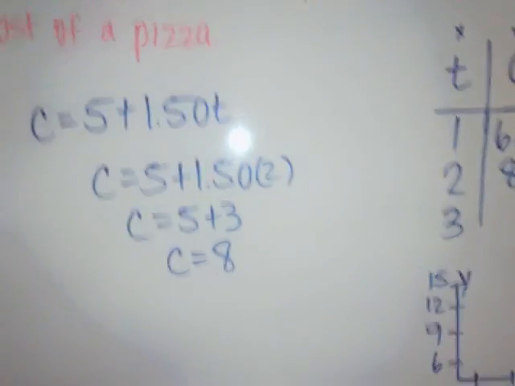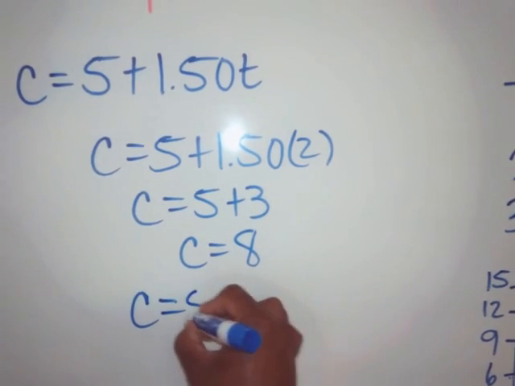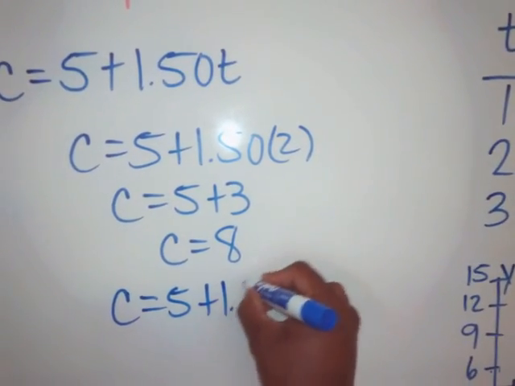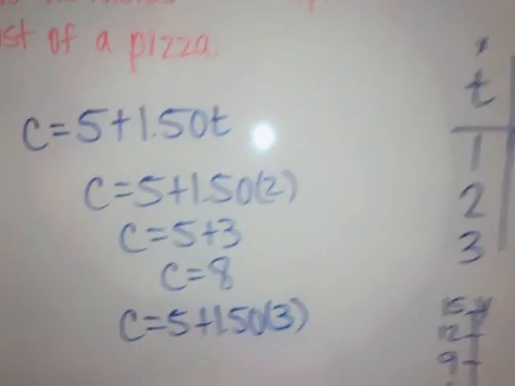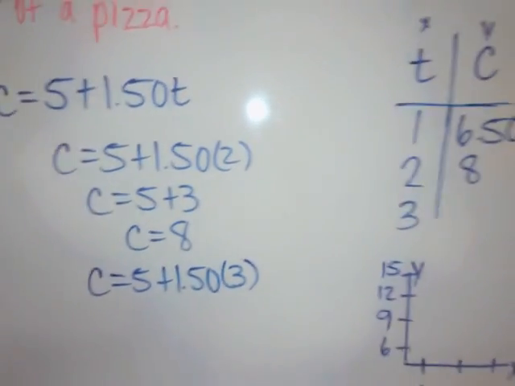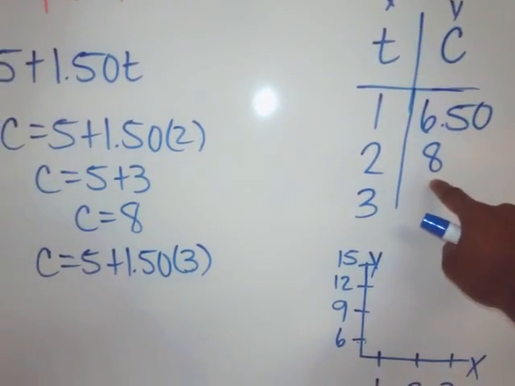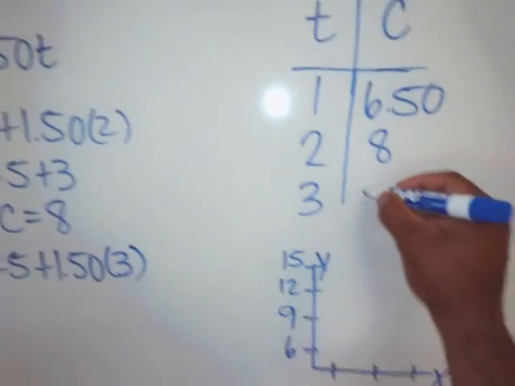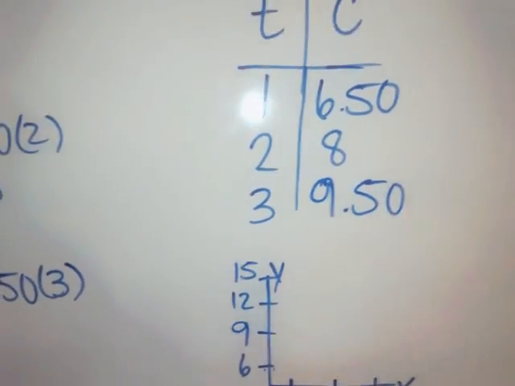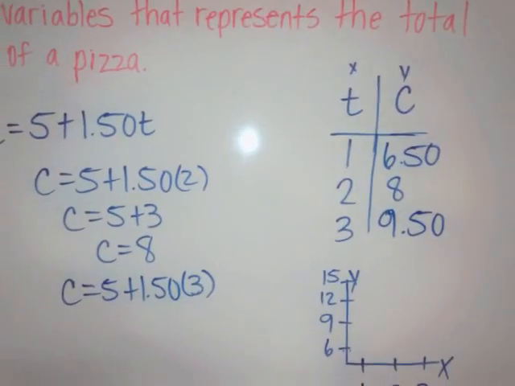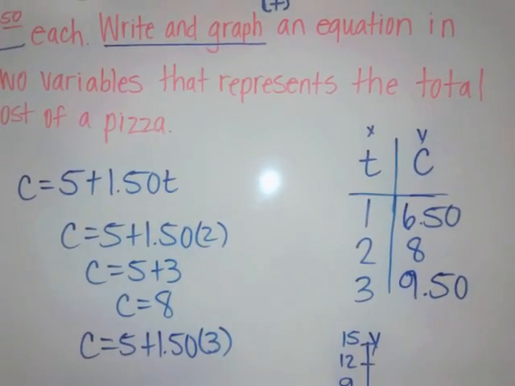All right, the last input we have is 3 for 3 toppings. C equals 5 plus $1.50 times 3 toppings. I'm not going to finish this because we already know if we have 2 toppings, we pay $8. So just add $1.50 to this to get an additional topping. We should get $9.50 as an output.